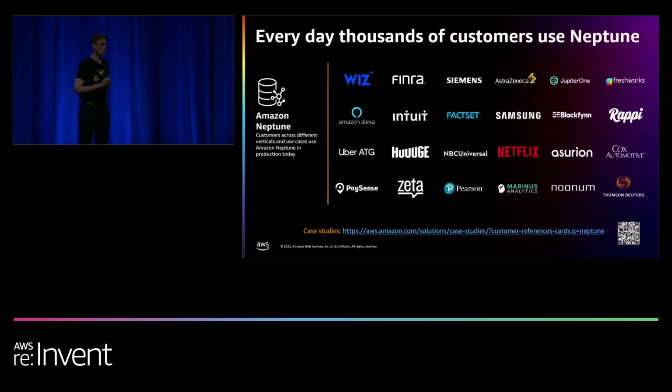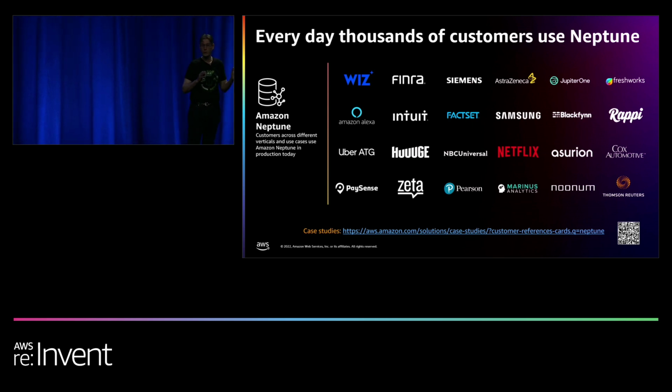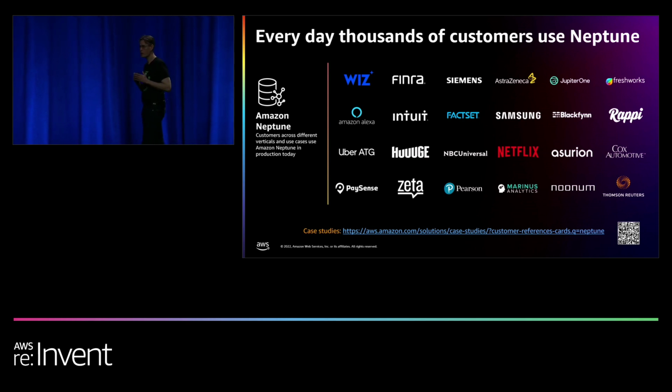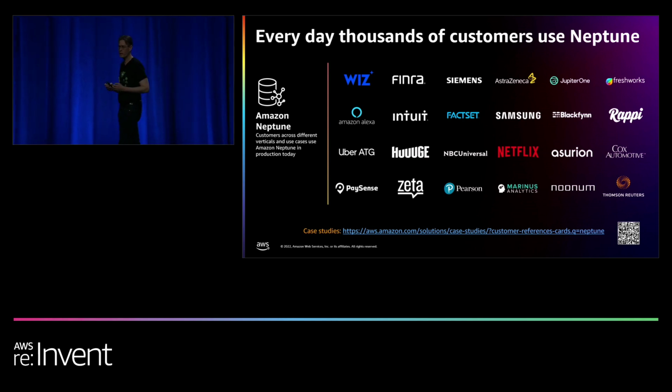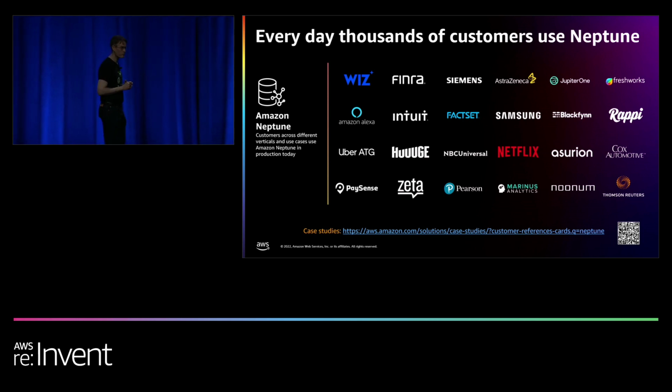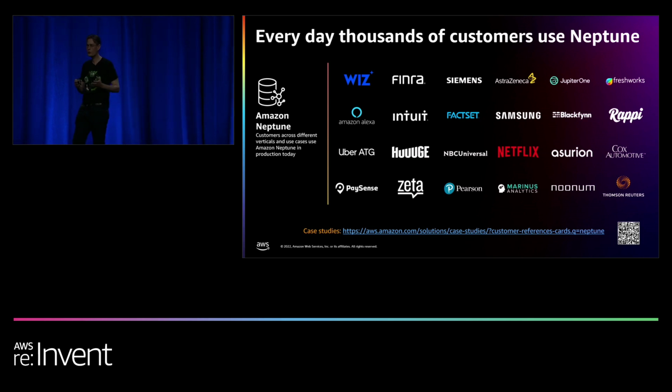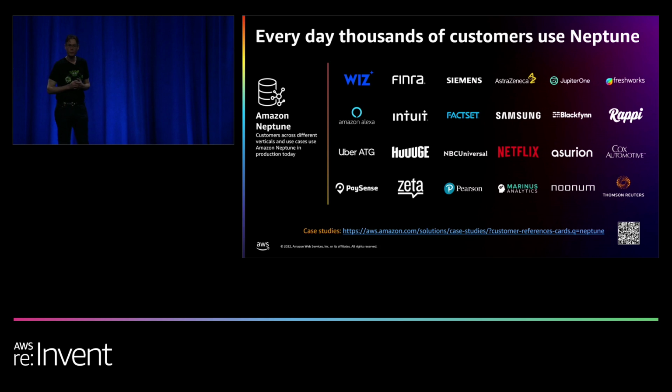One of the coolest things for me about working in the graph space is getting to see all the things that you guys do with graphs. The customer use cases that you see are innovative, they're interesting, they're doing new things. And if you look at the customers here, you can see the use cases cross many domains, from financial services, life sciences, security. And every day, thousands of customers use tens of thousands of Neptune instances to power their graph applications.